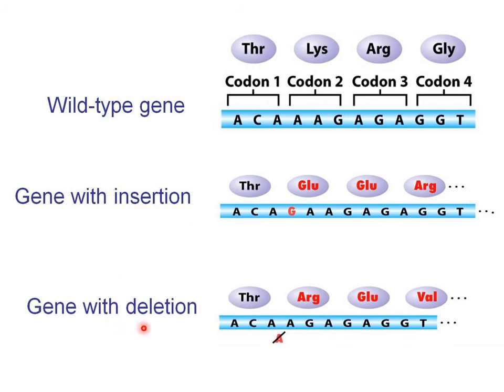Similarly, when there is a deletion, again you can see that once the first codon has been read, the deletion of A has taken place. So instead of AAG, here the next three are taken, that is AGA, which codes for a different amino acid. So therefore, with this deletion, again you may have a protein which is synthesized, which is totally different.